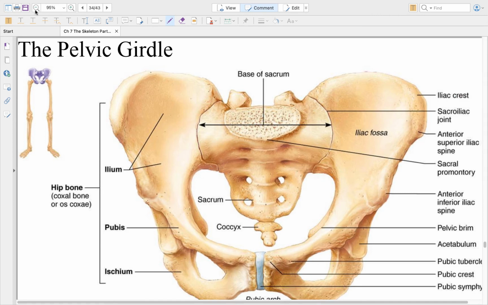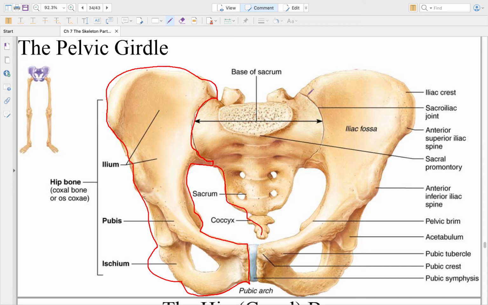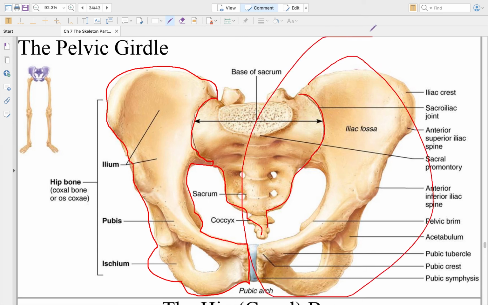Now, if we look closely at this pelvic girdle, these are several bones that are connected. This is 1 hip bone over here. I'm outlining one hip bone. Not doing a great job, but it is what it is. That's one hip bone. This is the sacrum and coccyx down over here. And then, of course, this whole thing is the other hip bone.